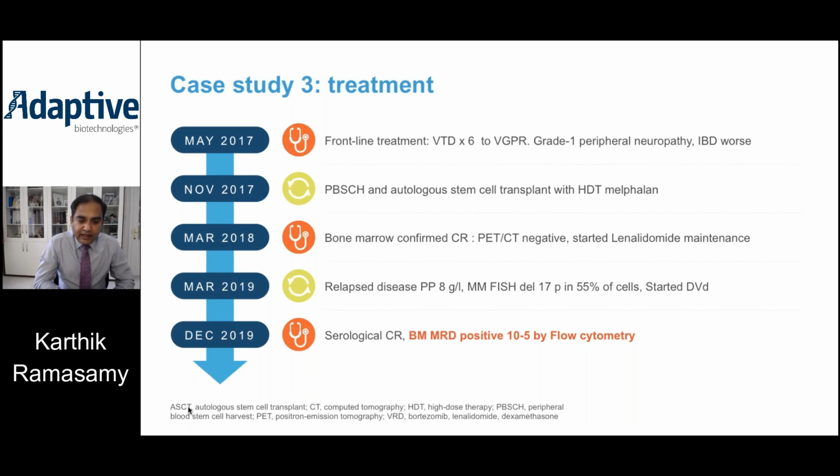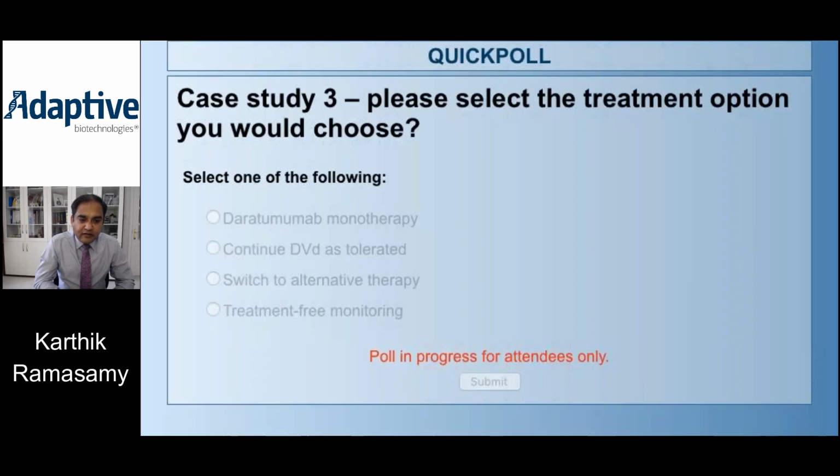Let's go back to the poll again and see whether you would think differently. So the options are, would you give daratumumab monotherapy as per the usual sequence? Would you continue DVD as tolerated? Would you switch to something alternative? Or would you do treatment-free monitoring? Please poll again now.